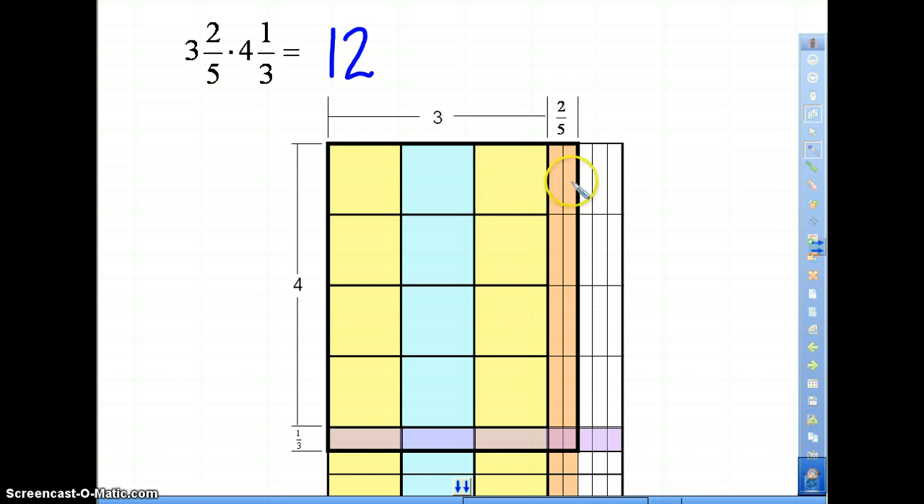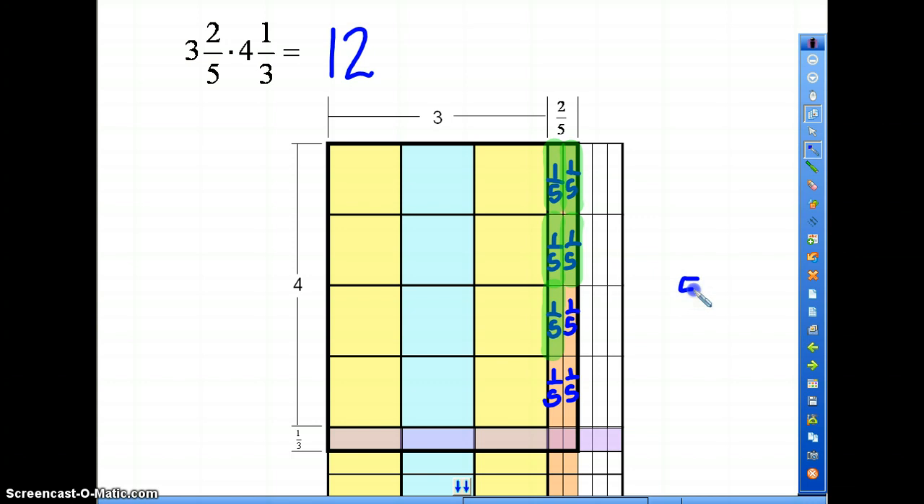Okay, now over here, all of my wholes have been busted up into fifths. So let's count and see how many fifths we have. Here's 1/5. Here's another 1/5. 1/5. 1/5. 1/5. Here's another 1/5. Here's a 1/5. And here's a 1/5. All right, so here we go. I'm going to count them up. Here's 1/5, 2/5, 3/5, 4/5, 5/5.